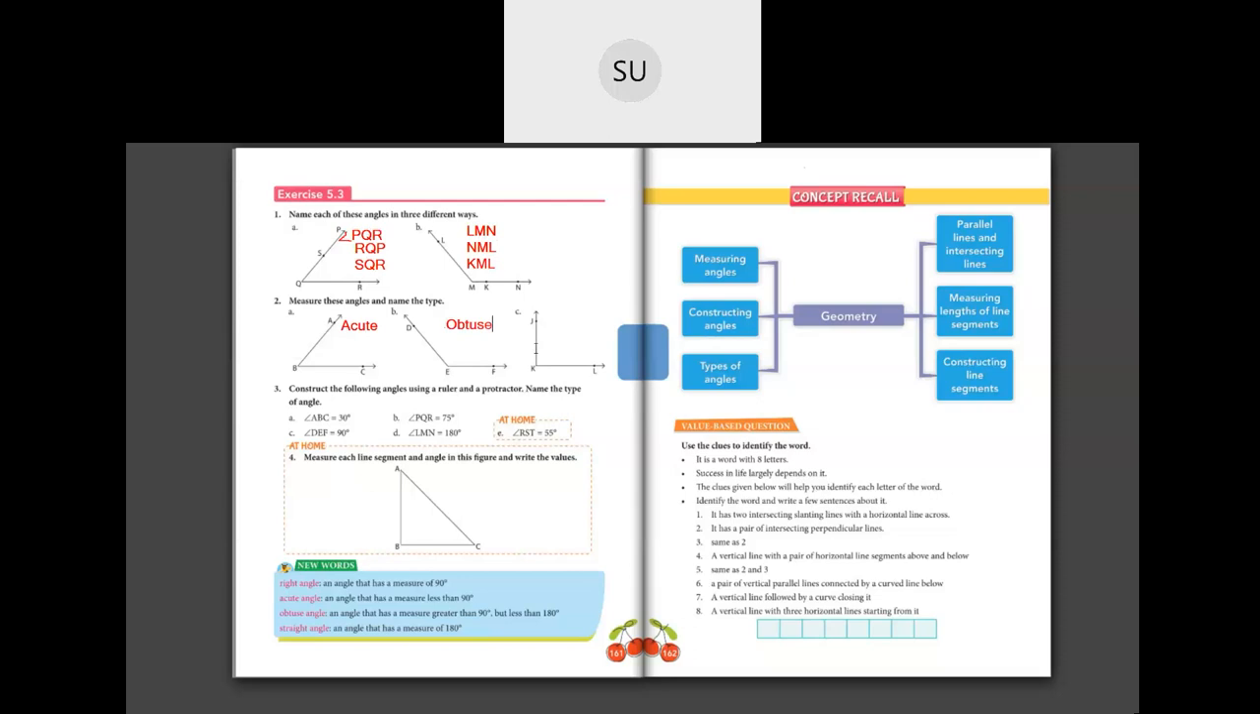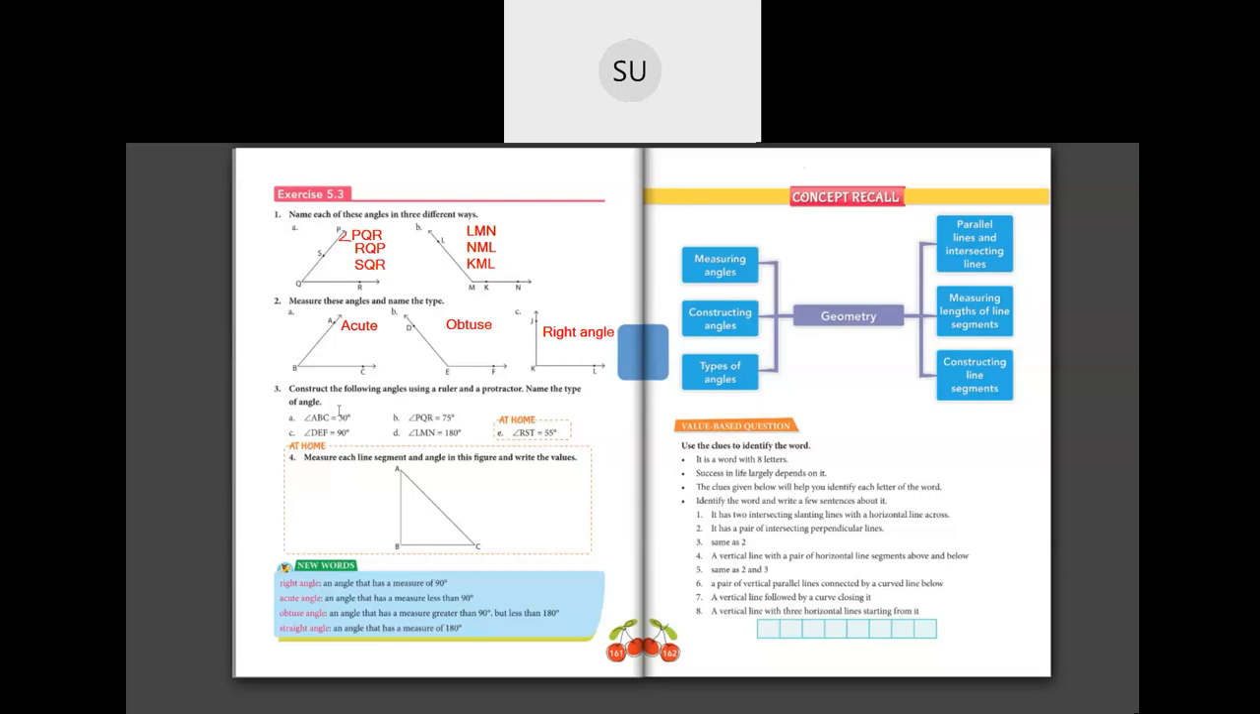So when you measure the last angle, it will be around 90 degrees. So this will not be around, it will be 90 degrees. So this is a right angle. Okay. Now here question 3, they have told construct the following angles using a ruler and a protractor. Okay. Name the type of angles. So you have to draw these angles and name the type. Okay. So you all know how to do construction. I've shown you all how to do construction of angles.